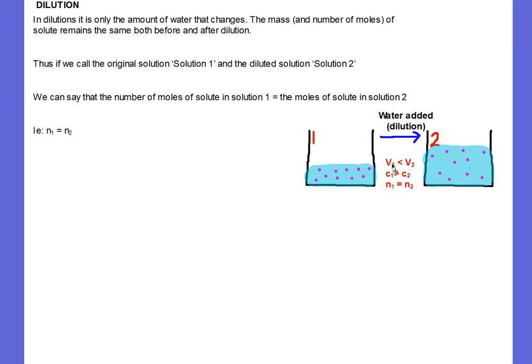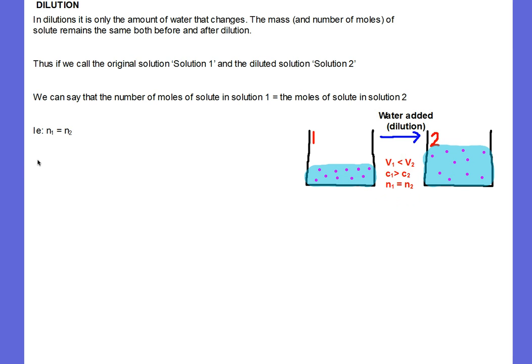So even though the volume of solution 1 is less than the volume of solution 2, the concentration of solution 1 is higher than the concentration of solution 2 because I've got more solute per litre, but the moles of solute in solution 1 equals the moles of solute in solution 2. And that's very important, the idea that the moles of solute has not changed.